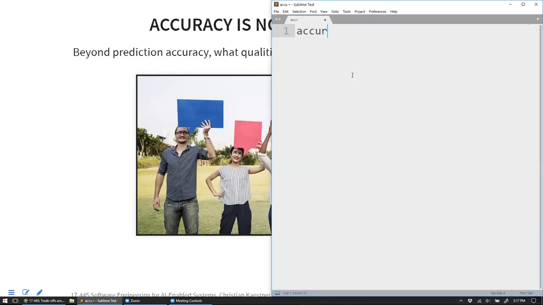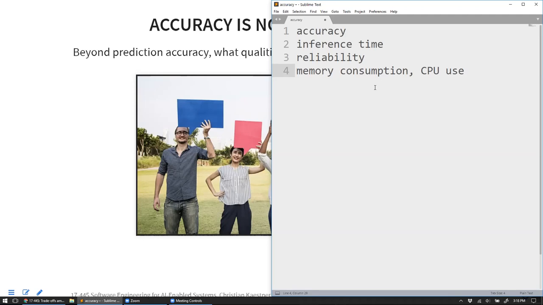And I think we can start with accuracy as maybe the more obvious thing. Then we had already latency or inference time, right? How long it takes to make a single prediction. We had some sort of reliability. Maybe that's whether it crashes or not. We have memory consumption or CPU use, which relates to inference time, whether it's confidence of predictions. Model size.